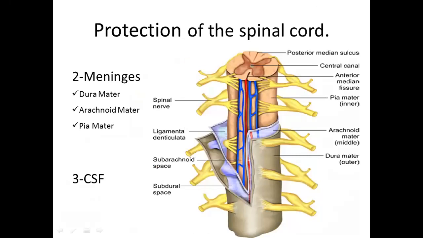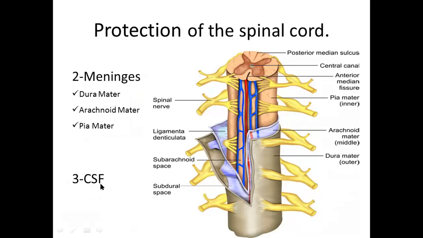Now we talk about protection of the spinal cord. The first protection is the bones of the vertebral canal. The second protection is the meninges, either dura mater, arachnoid mater, or pia mater. The third protection is the fluid present in the subarachnoid space, called CSF or cerebrospinal fluid.